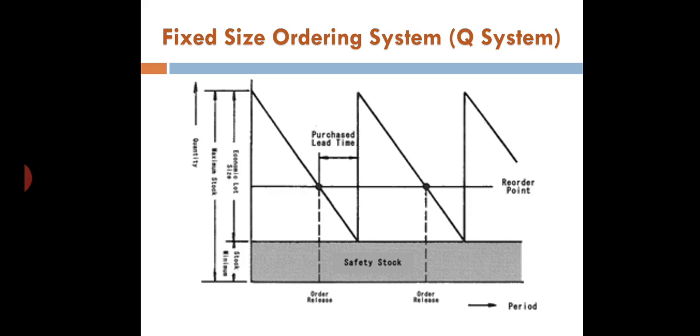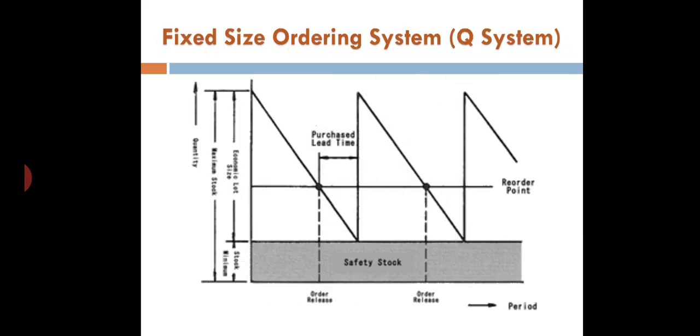The next one is what we already discussed in our EOQ model, that is your Q system, that is the fixed size ordering system. So you'll be having a safety stock and economic lot size. As discussed earlier in the previous session, you will be having your economic lot size for reordering, and you will be defining a reorder point based on the lead time.